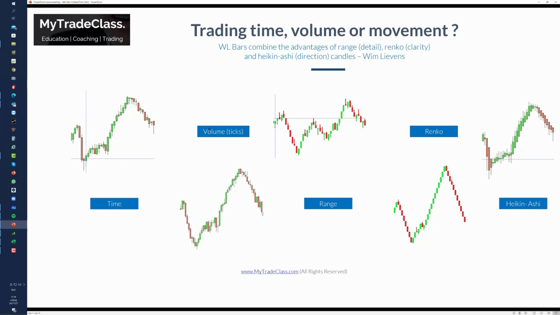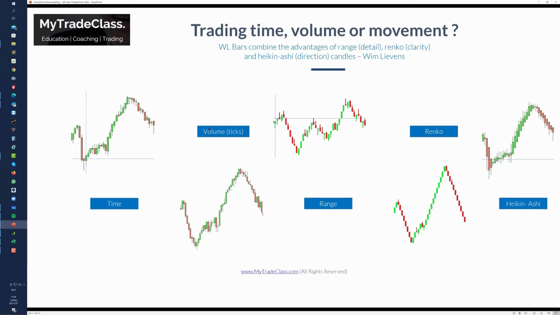You could also trade on tick charts, volume. That's an interesting one. Some people use range bars, very popular. I've traded with range bars for at least 10 years. I love them, and I still do. I think it's a wonderful candle to trade. Then, of course, you have the renko bars and also heikin-ashi bars. They all have advantages. They're good tools. You can trade with them.